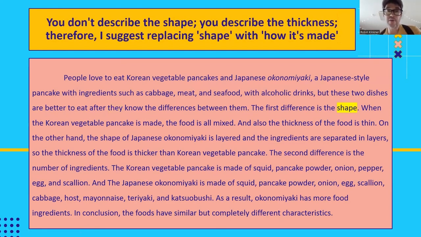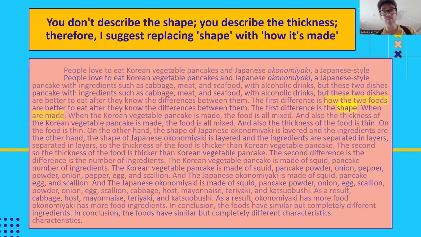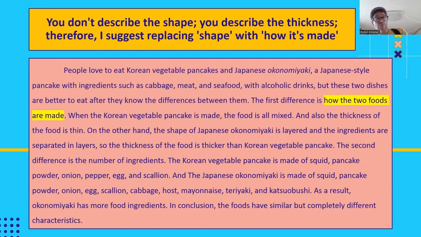Now, here's my feedback. The writer, now this is a comparison paragraph. This isn't an essay. This is just a paragraph. So the writer, I say you don't describe the shape, they just describe the thickness. Therefore, what I suggested is replacing shape with how it's made. Because if you read the supporting sentences, it's more about how it's made. So the first difference is how the two foods are made.